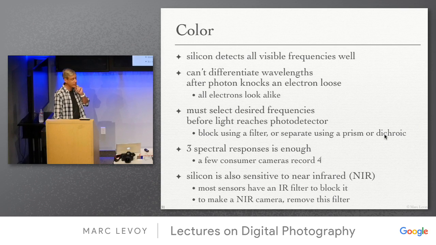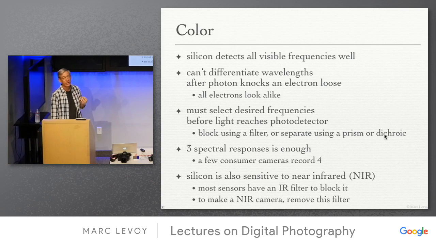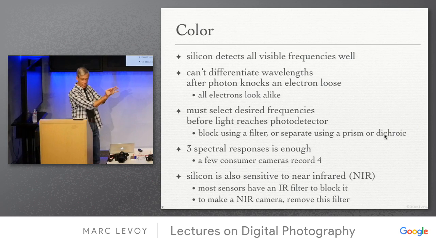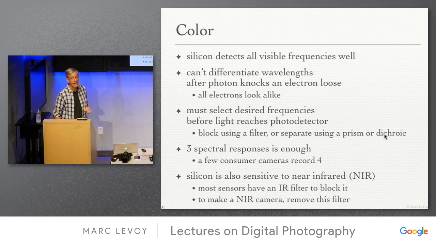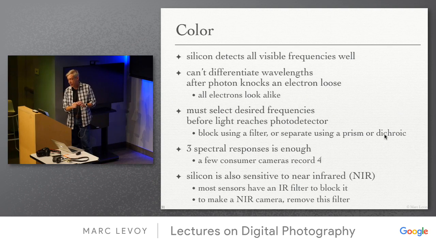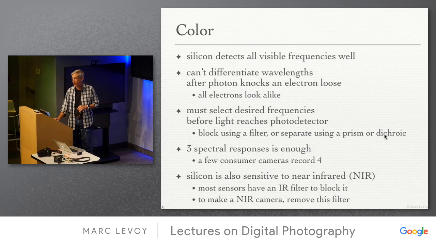As I said, it's also sensitive to near infrared. You usually block it. That's the bluish color of that anti-aliasing filter I showed. If you remove it, you have a near infrared camera, or you have a visible plus near infrared camera.